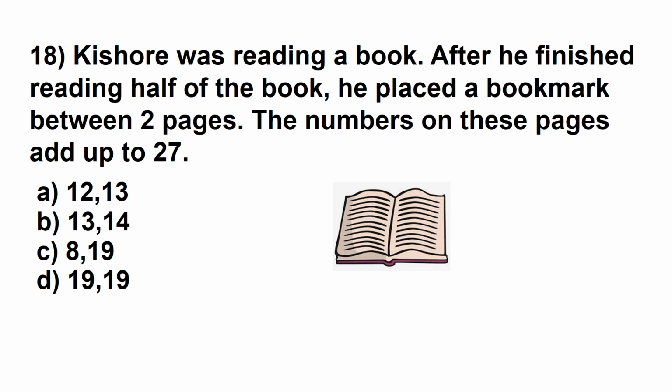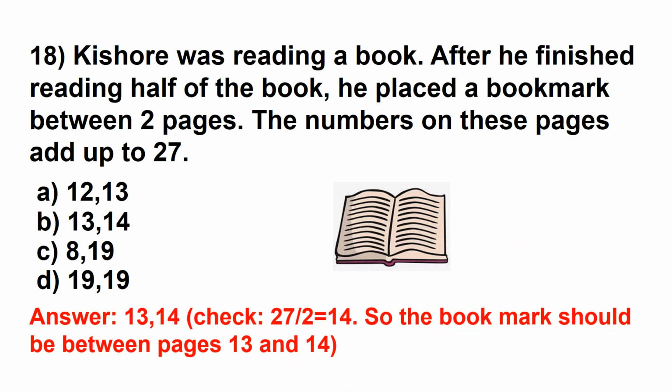Next question. Kishore was reading a book. After he finished reading half of the book, he placed a bookmark between 2 pages. The numbers on these pages add up to 27. In which pages did he put the bookmark? So as it says between 2 pages, divide the number by 2 and try to find the closest value. So the right option is B.